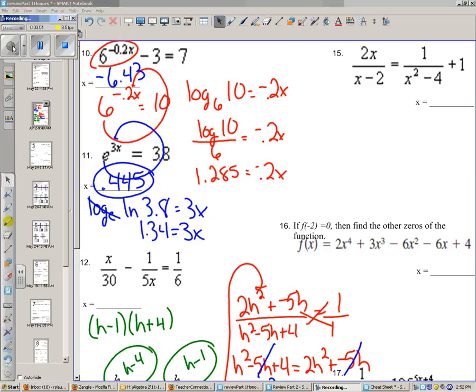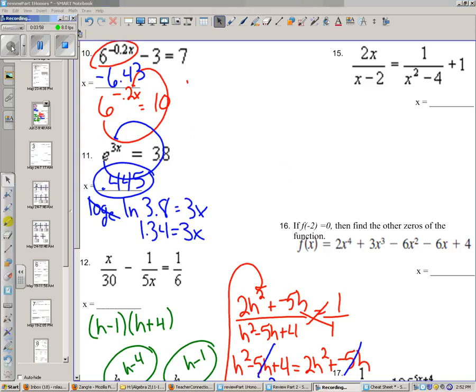All right, I'm going to take a look at 15. So I'm going to do a little racing first. All right, on 15, the common denominator I'm going to go for is x plus 2 and x minus 2, because this is x plus 2 times x minus 2, and this one is x minus 2.